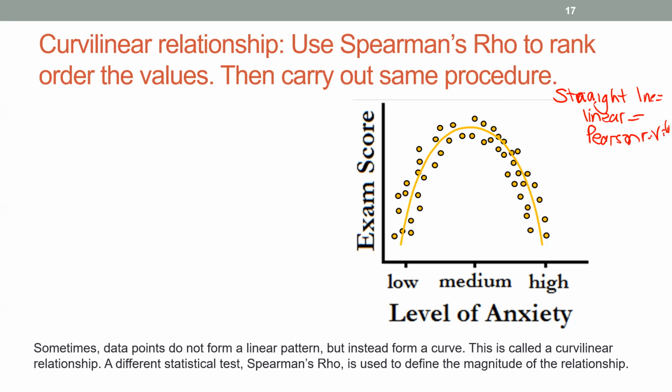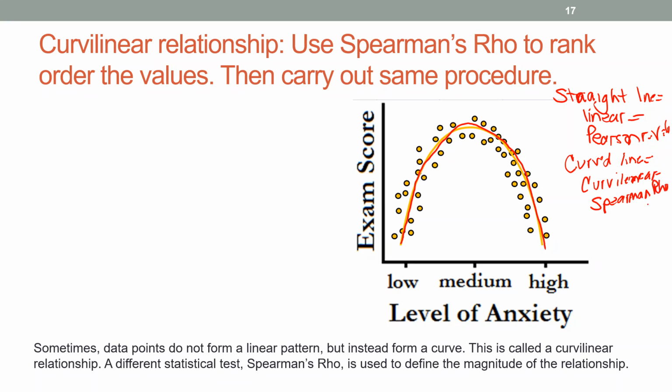If we look at our points and they're showing something like this, and we can see that this cluster of points would have a curving line, then we call it a curvilinear relationship. So a curved line equals curvilinear. And that equals a different statistical test. It's called the Spearman's rho. I don't think this is on the test at all.